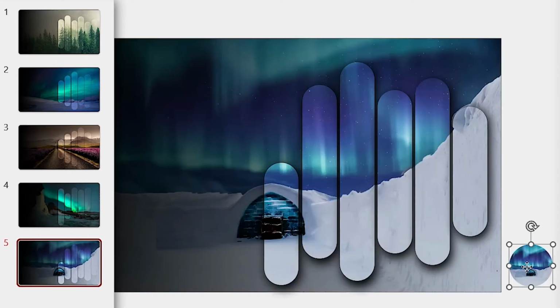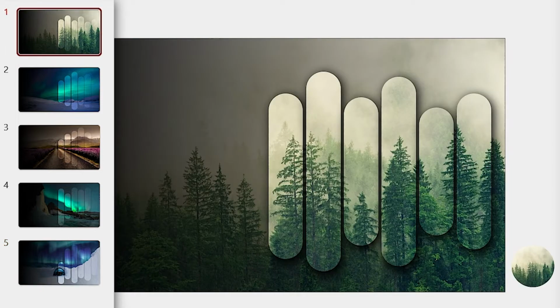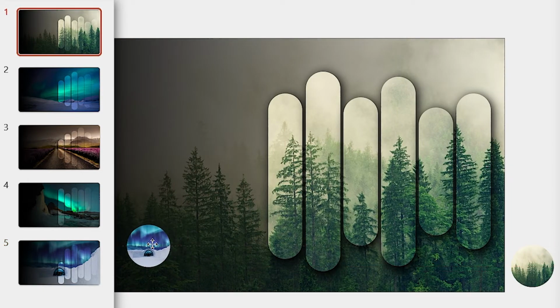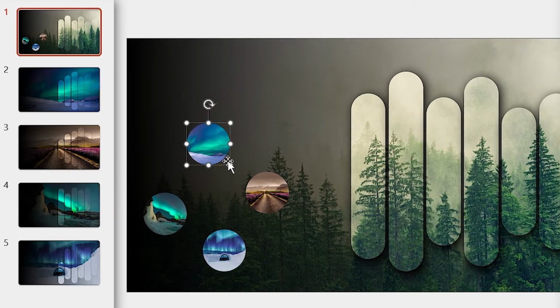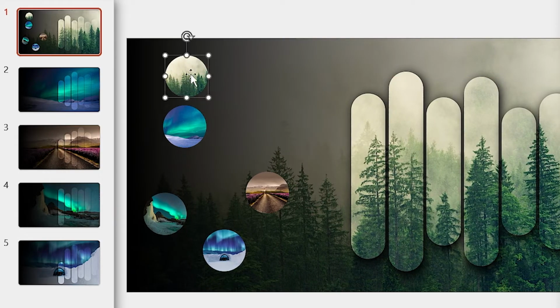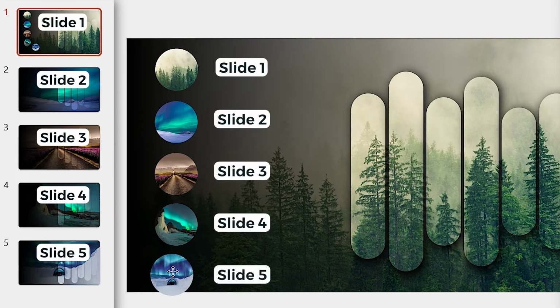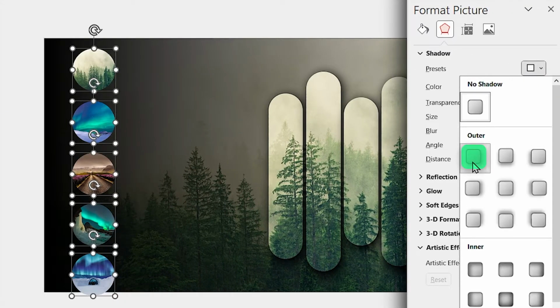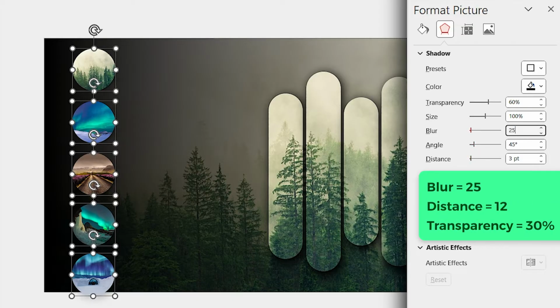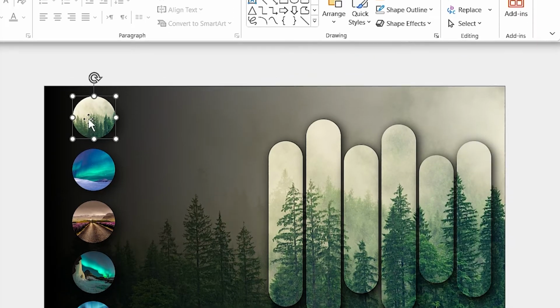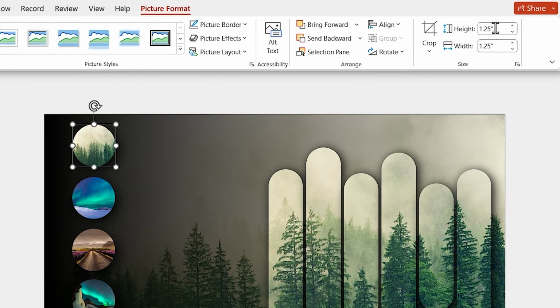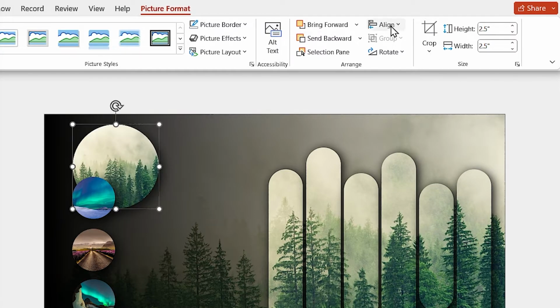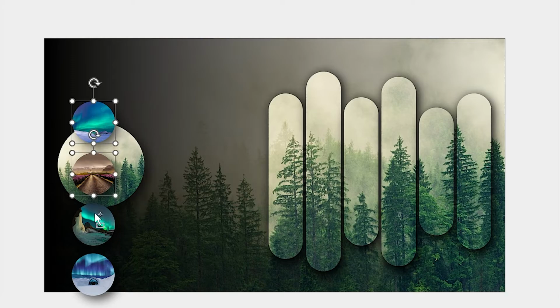Now we have to cut all the circular pictures from each slide and paste them into the first slide. Adjust the order of pictures according to the slide's number. Let's add a drop shadow in this direction to all of them. Set the blur amount to 25, distance to 12, and transparency to 30%. First, let me increase the diameter of this shape to 2.5 and put it in the middle of a slide.